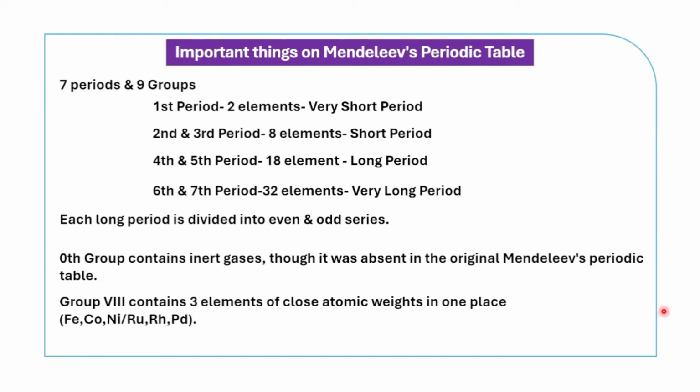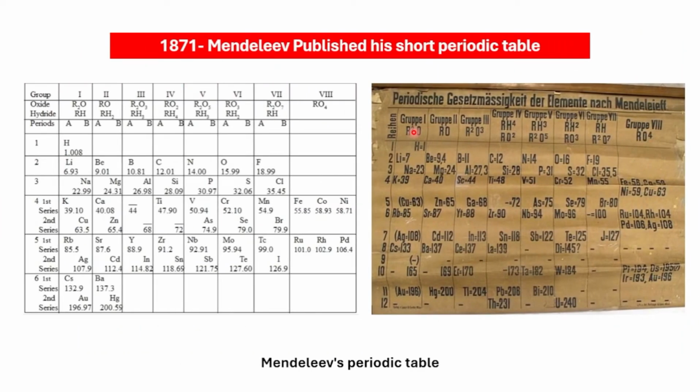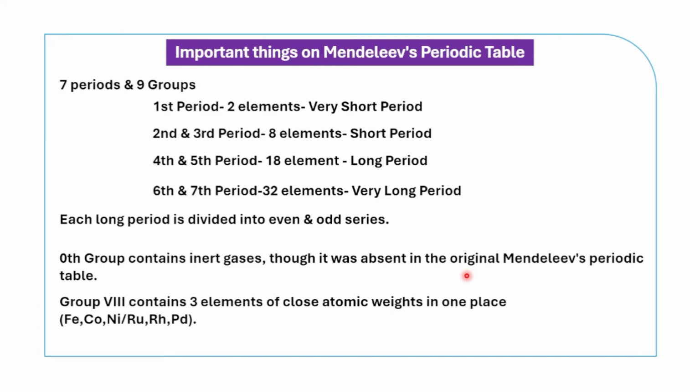Now let's learn about important things in Mendeleev's periodic table. In Mendeleev's periodic table, there were 7 periods and 9 groups. If you see here, these rows are called periods, and these columns are called groups. So in Mendeleev's periodic table, there were 7 periods and 9 groups.